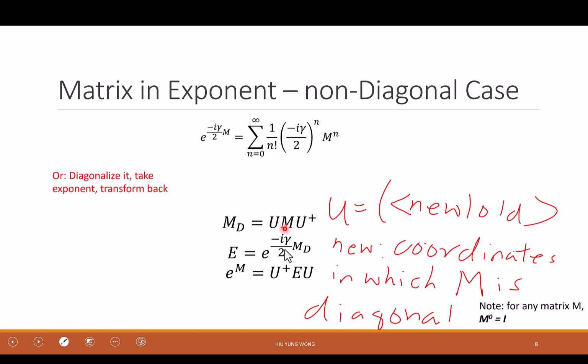So the first thing, I transform this matrix into a diagonalized matrix, which is difficult. You need to find the eigenvalues. Then I just exponentiate it. It is easy because it's diagonal, right? So I just exponentiate all the diagonal elements. Then I get E. Then I transform it back to the original coordinate. And E to the power m is equal to this one.